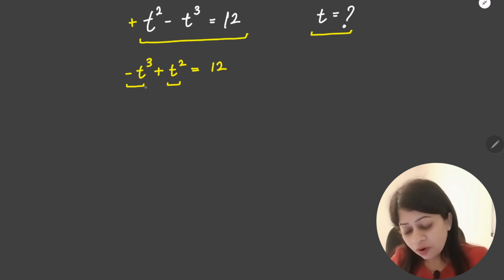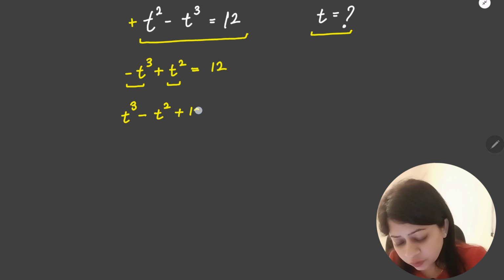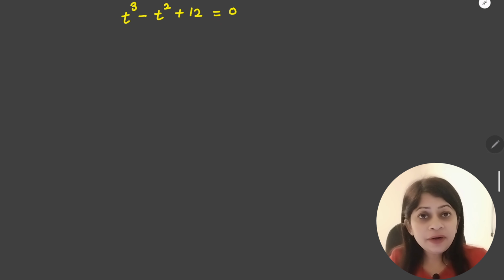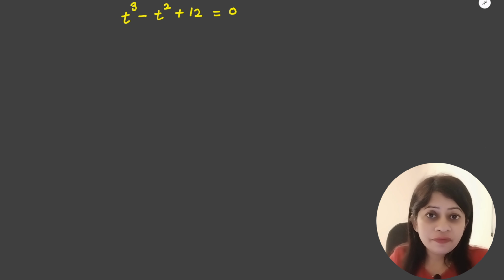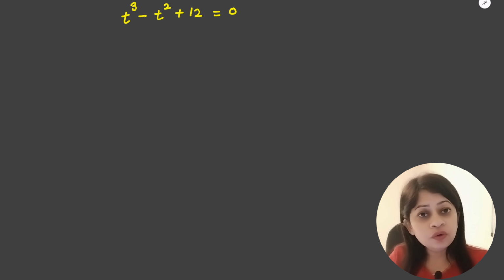I will take everything on the right hand side. So it will become t cube minus t square plus 12 is equal to 0. Now we have this equation and we need to find the value of t. Whenever we have a cubic equation, that means t will have three values, and the first value we try to find by the hit and trial method.